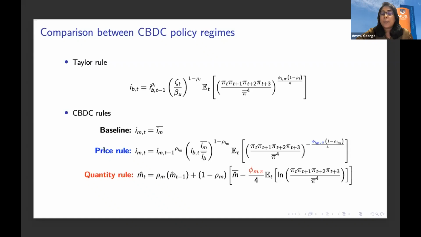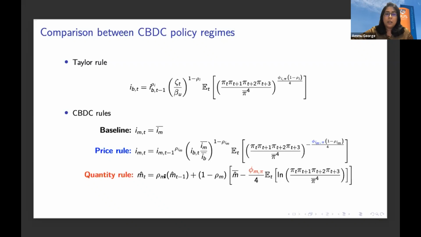In the price rule, the CBDC interest rate is set according to this rule, where any changes in the forward-looking annualized inflation would have an impact on the spread between the CBDC and bond interest rate. So if the spread declines, which means CBDC would be unattractive to the agents, they would endogenously reduce their holdings of CBDC. Or the central bank can go for the quantity rule framework, where the CBDC supply is set by this rule. Here, if there is inflation in the economy, the central bank would remove the quantity of CBDC from circulation, and the interest rate on CBDC would adjust accordingly in the market.